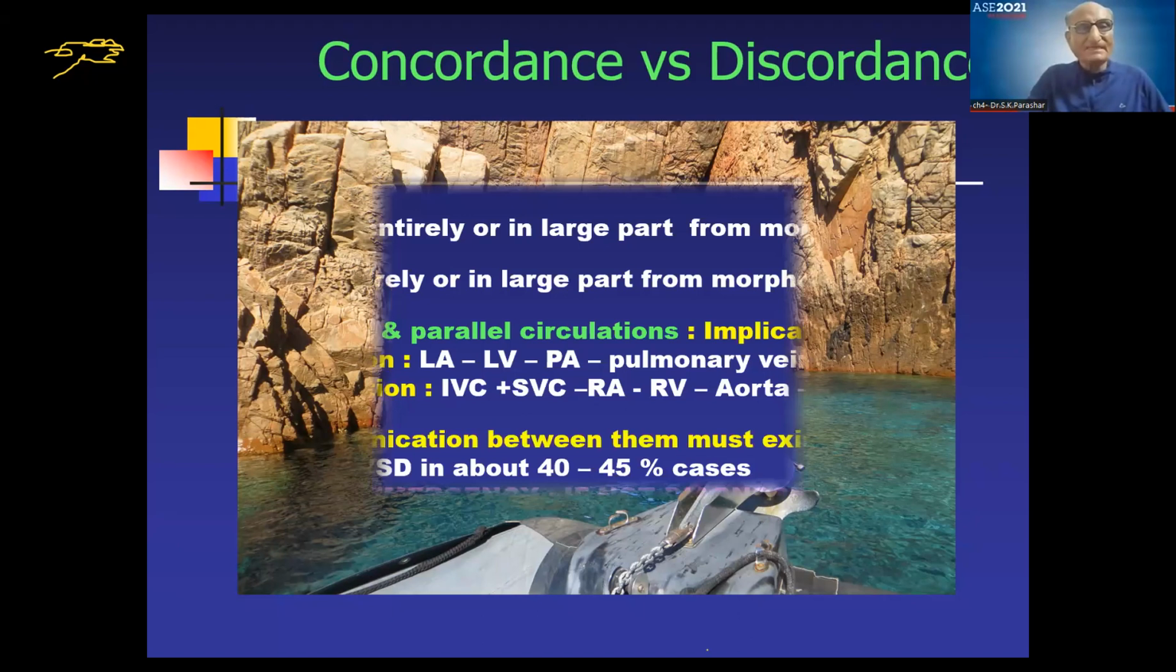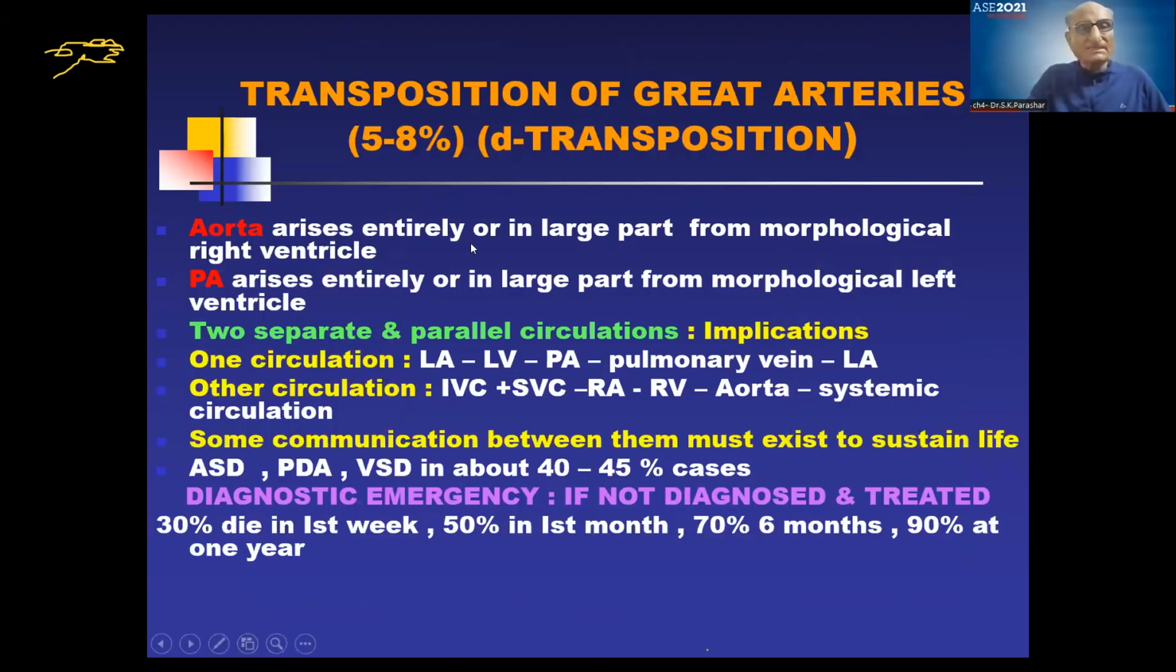in the lesions also. For example, here the aorta arises entirely or apart from the right ventricle. So when it arises from the right ventricle, it is known as ventriculo-arterial discordance, because the aorta is coming from the right ventricle and the PA is arising from the left ventricle.